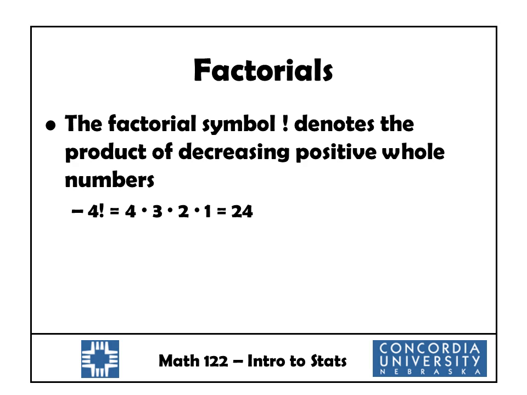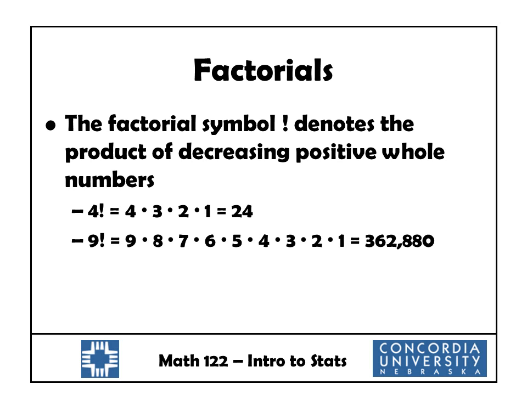The example that we just did, 3 times 2 times 1, would be 3 factorial. 9 factorial, for instance, would be 9 times 8 times 7, all the way down to 1, which comes out to be 362,880. A special case, by definition, 0 factorial is defined to be 1. That's a definition that doesn't fit the general rule. By definition, 0 factorial is 1.